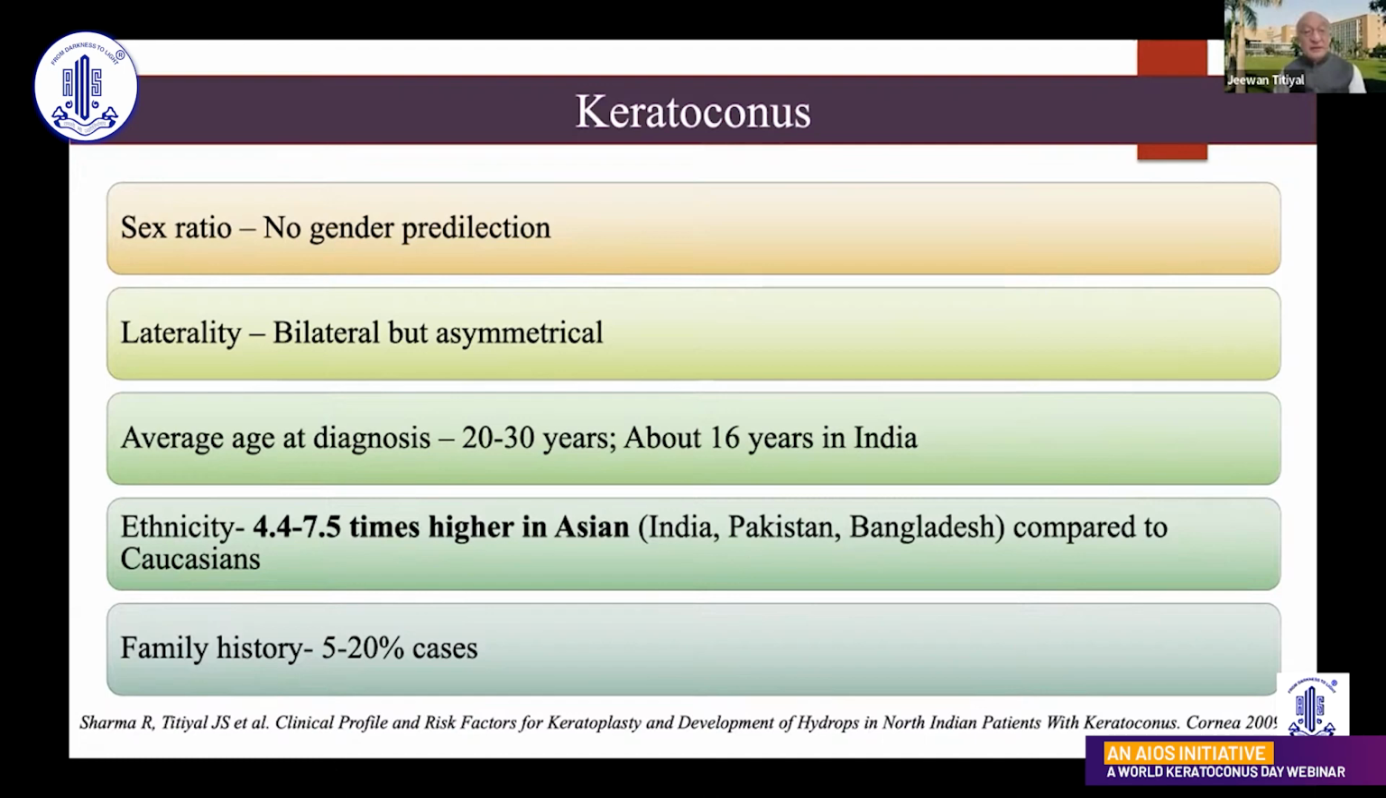It is normally a bilateral disease. Sometimes there may be asymmetry in the presentation of the two eyes. One eye may have a slightly more advanced disease than the other eye. It's very rare to have unilateral involvement of one of the eyes.